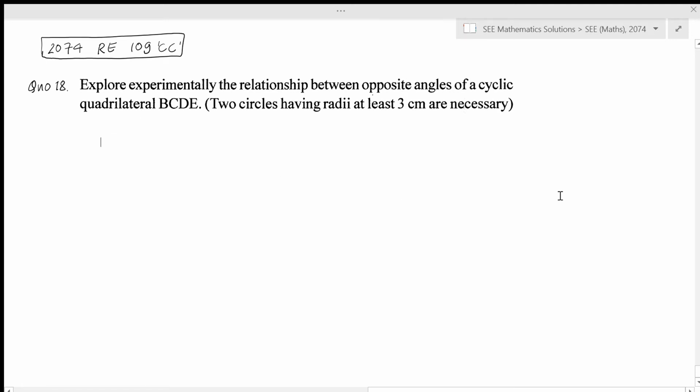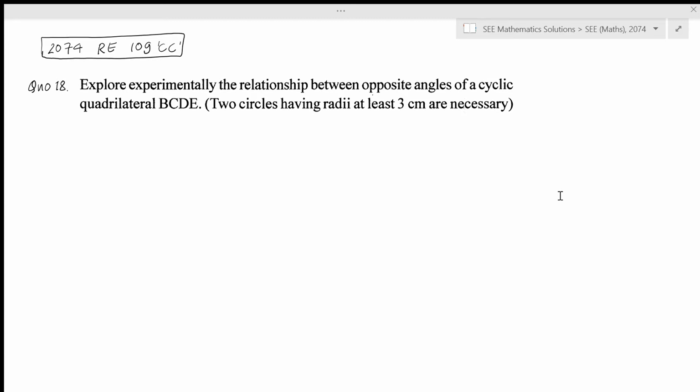Friends, welcome back. Now we'll be doing problem 18 from the 2074 RE109CC set. Here we have to experimentally find out the relation between opposite angles of a cyclic quadrilateral.